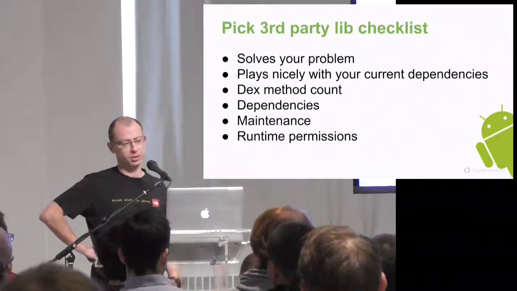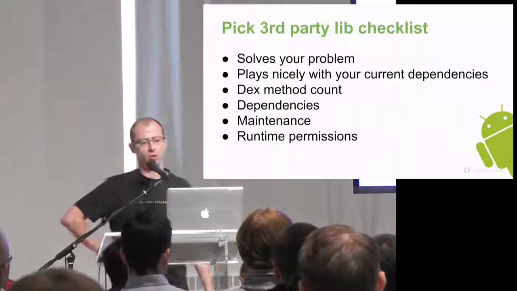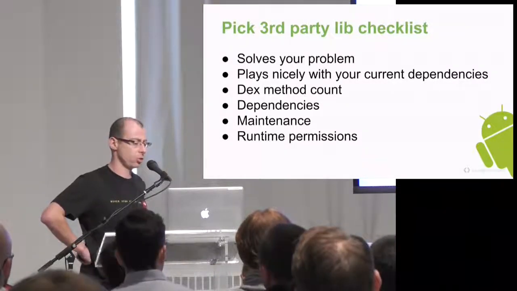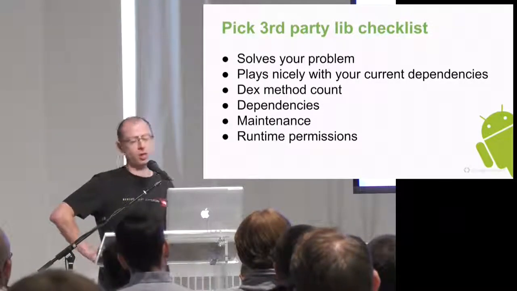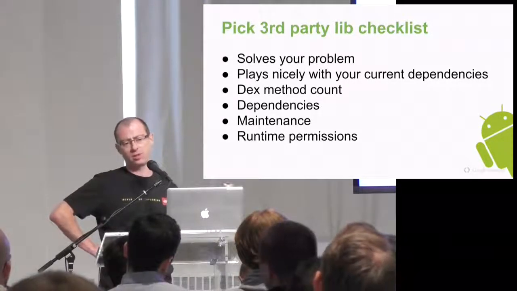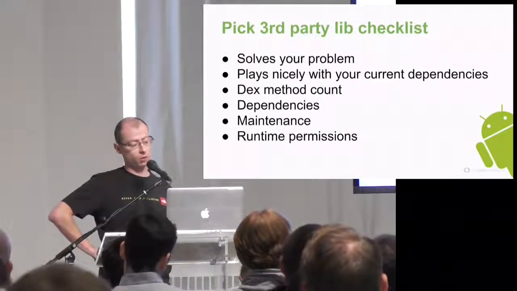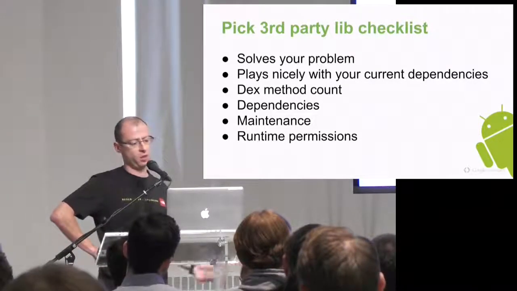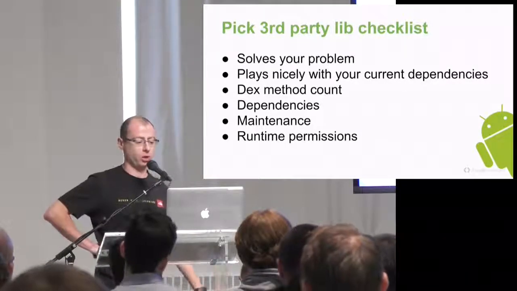However, the following checklist is something that I'm using when I'm discussing with the companies what they should do in terms of architecture. I would say when you consider a third-party library, make sure it solves your problem. Make sure it plays nicely with your current dependencies. I have seen a partner who uses Dagger, but unfortunately he couldn't pick another library because it doesn't have Dagger bindings. Please know the DEX method count. Nowadays it's less of a problem since we introduced the multi-DEX flag. However, it's always good to know and always a good idea to be aware of what's going on.